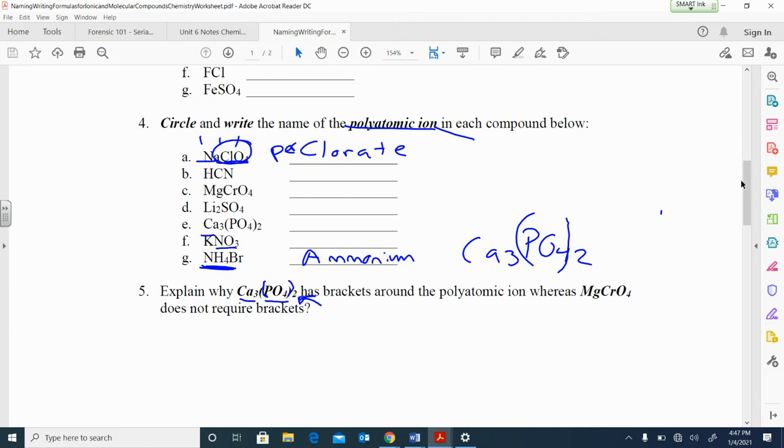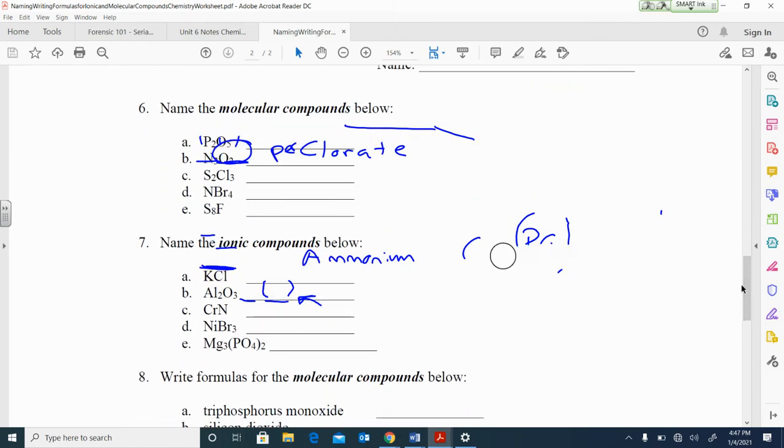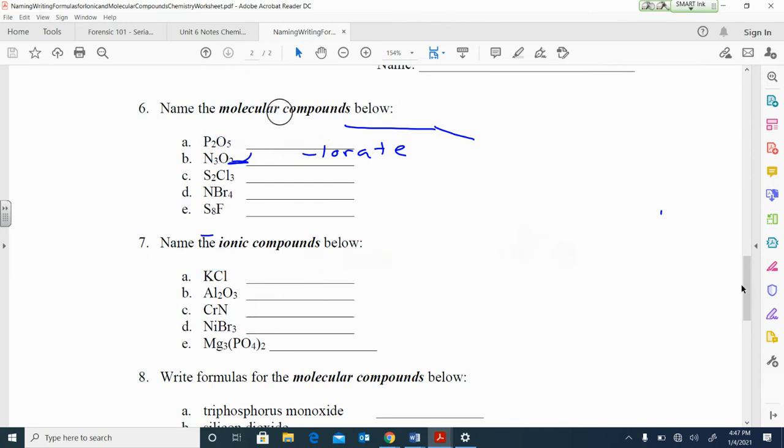Here we go, scrolling down. Now we're getting into the naming. So that was kind of like our background, like why are we doing things the way we do them? Now we're going to actually practice the naming parts that we did before break. So name the molecular compounds below. Molecular means use your prefixes.